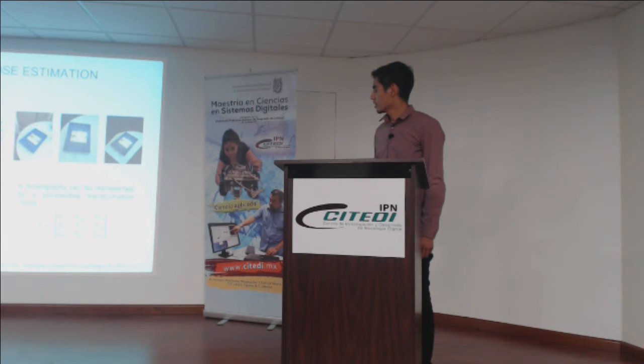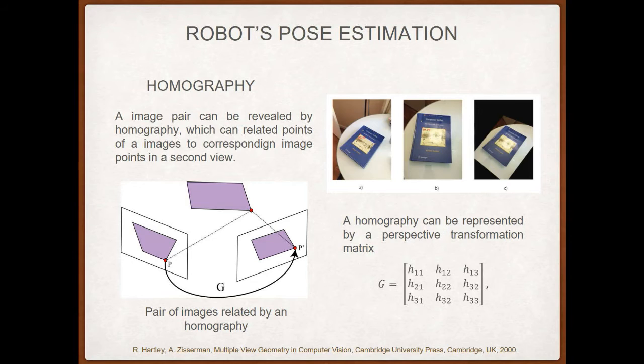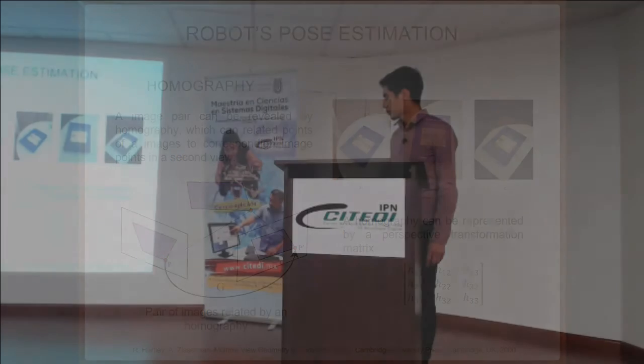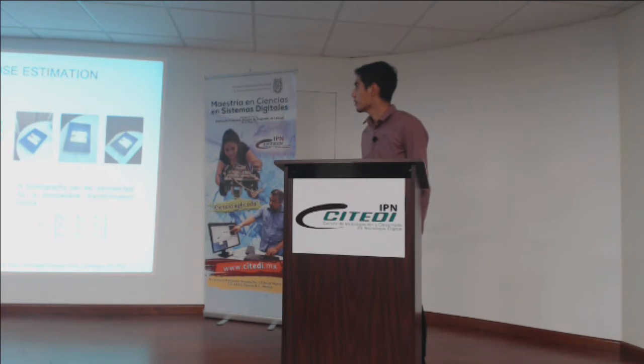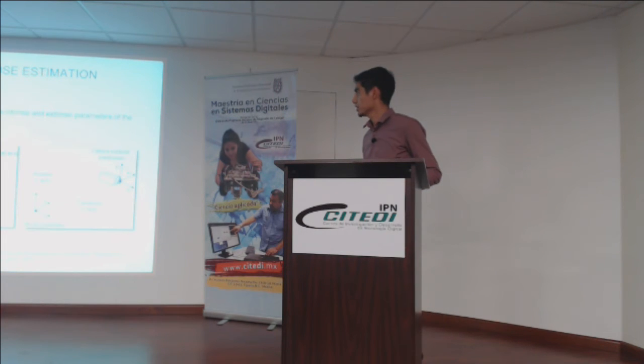On this image, we can observe the same object with different views. We can recover the estimation by homography. The homography is represented by a 3 by 3 matrix. These four represent the rotation parameters. These represent the translation, and these represent the perspective transformation. It can be defined by the intrinsic and extrinsic parameters of the camera.